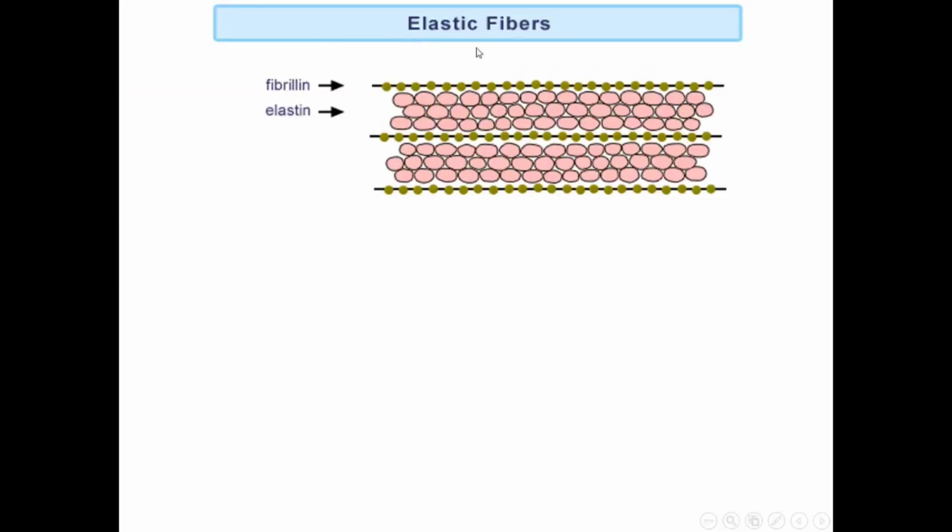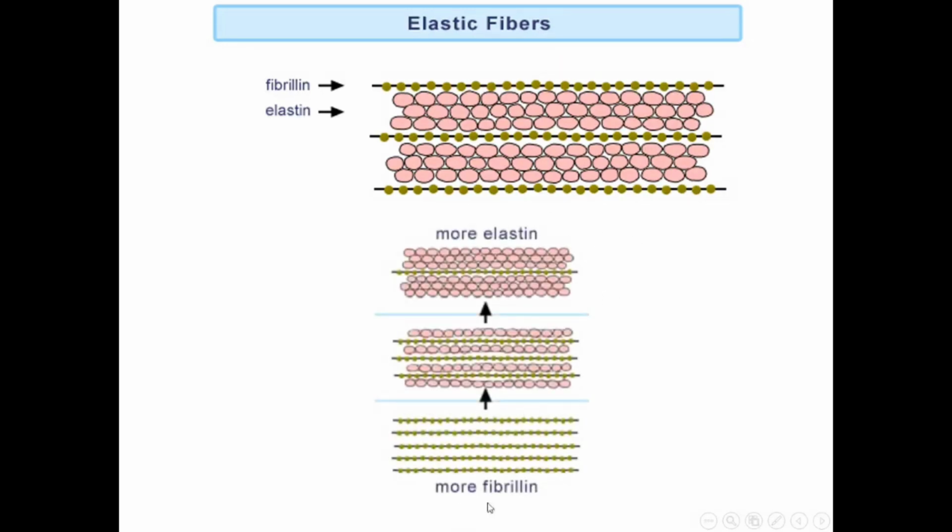And the third fiber is the elastic fiber. Elastic fibers have two components. The first one is microfibrils. Microfibrils are formed by glycoprotein, especially fibrillin. And the second component is the protein elastin. These two components make elastic fibers.